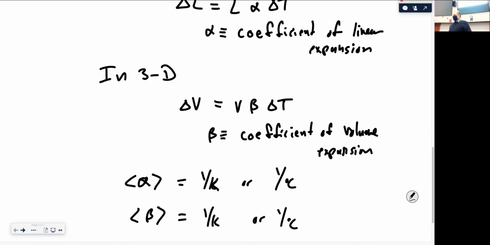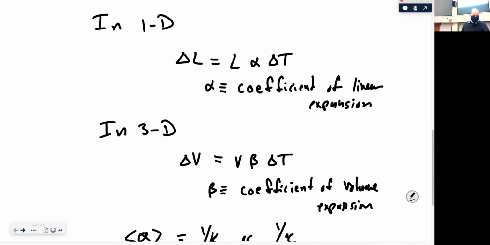Okay, now, this gets a little bit confusing, and so let's unpack this a little bit. What do we mean by L? We have some rod, we heat it up, it gets bigger. Is L the beginning length of the rod? Is L the ending length of the rod? Is L some halfway in between value?